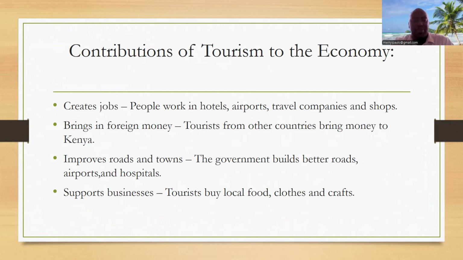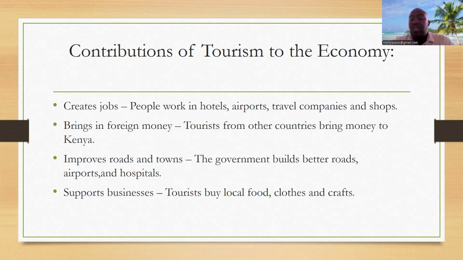One, it creates jobs. There are people who work in hotels, airports, travel companies, and even shops. Tourism also brings in foreign money. Tourists from other countries bring money to Kenya. Like if we were tourists coming from China, in China, they don't have Kenyan shillings. So when the tourists come to Kenya, they come with their money from their country. So that money becomes foreign exchange, foreign money. And now we shall use that money to buy things from that country that we may require from our country.